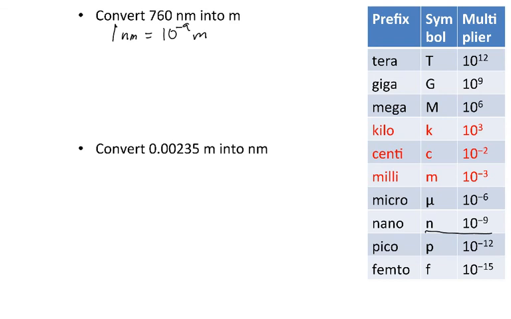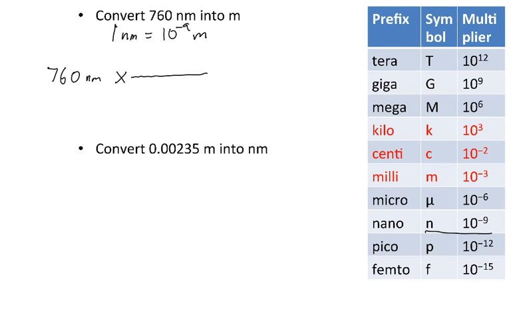I start by writing down the number I'm trying to convert. In this case, that's 760 nanometers. And I'm going to multiply this by my conversion factor. I'm going to take one side of my conversion factor and put it on the top, and another side and put it on the bottom.